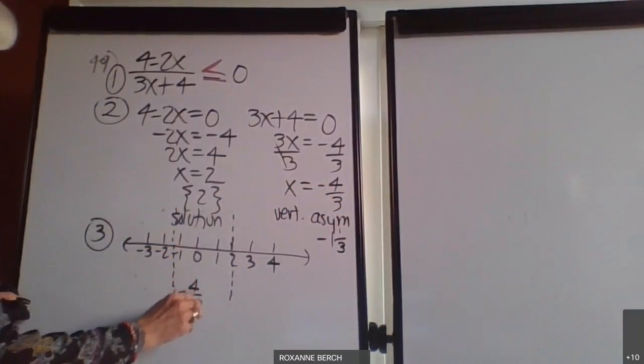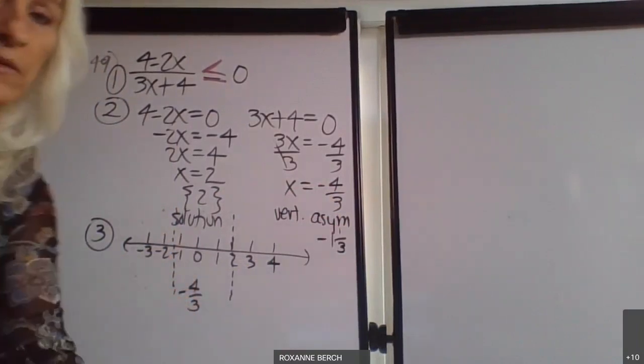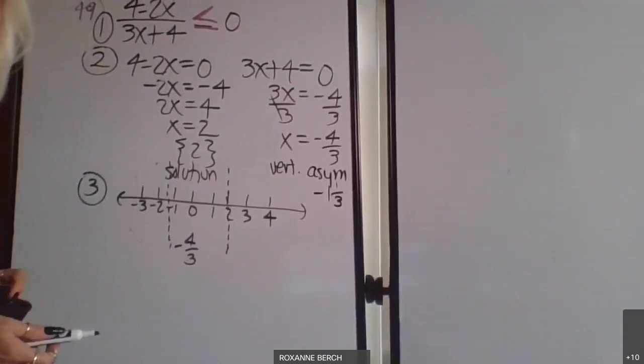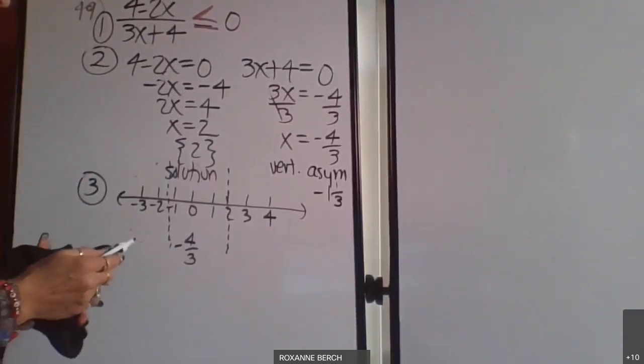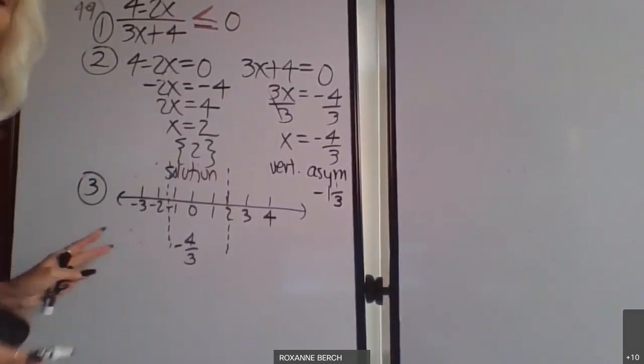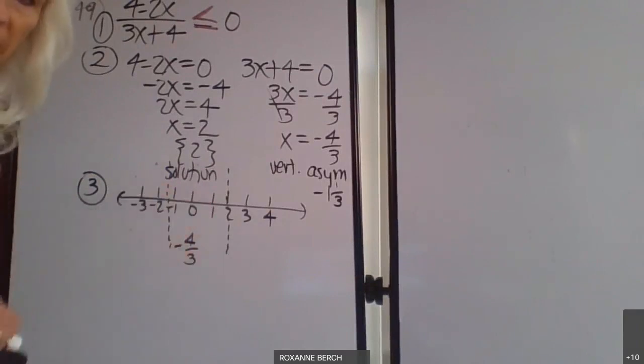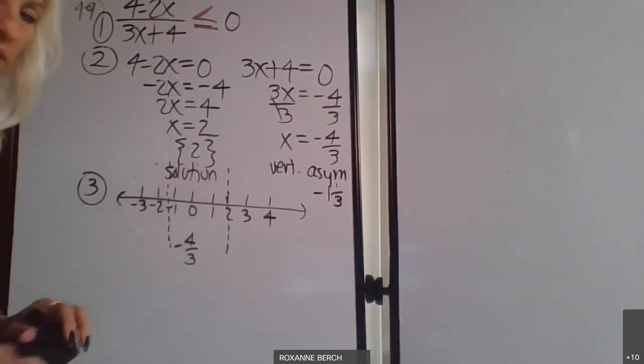Guys with me? All right, now, why did we do this? We're dividing the number line into 3 parts and we got to test the parts, right? So what do you guys want to test first?